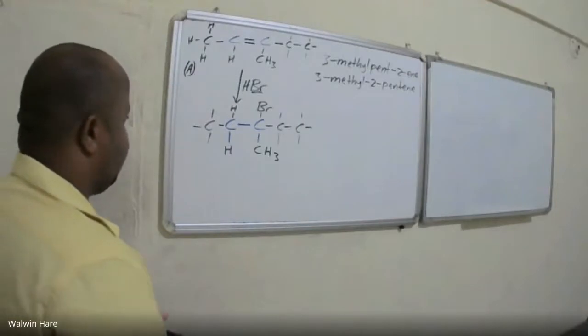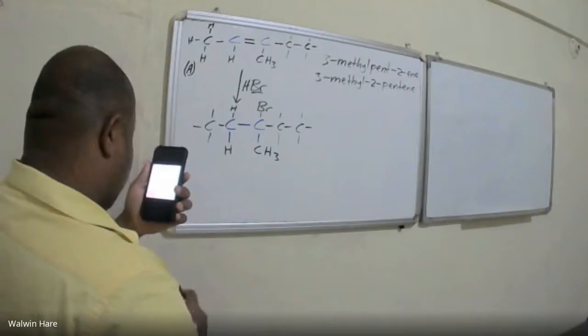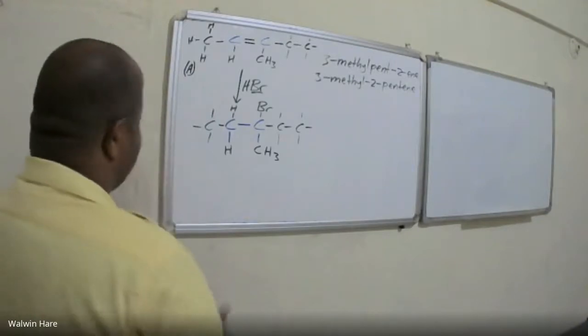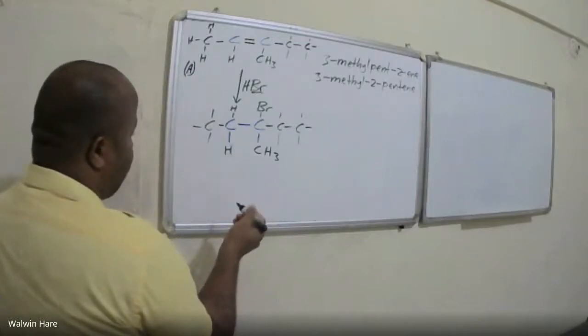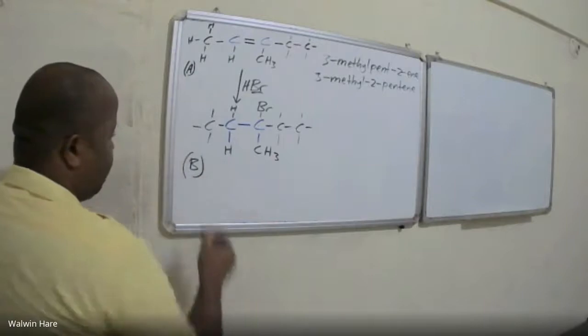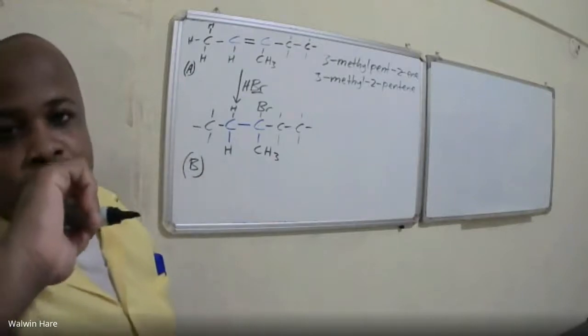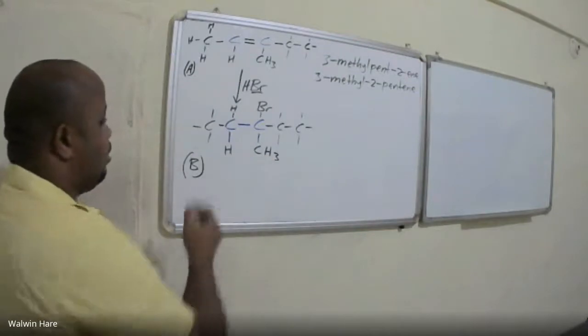Right? So that is the structure of compound B and C. So this is the structure of compound B. What is the name of compound B? What's the name of compound B?